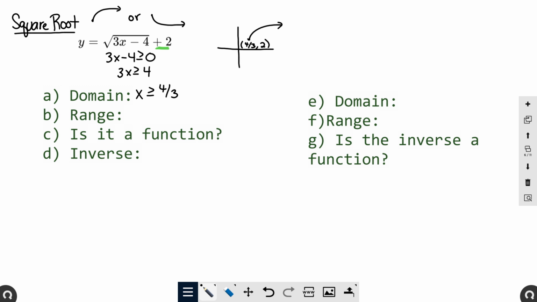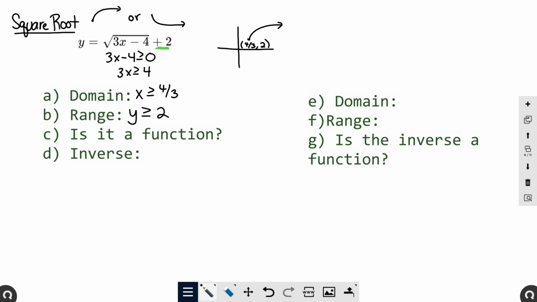So your range would be y is greater than or equal to 2. So you use your starting point from this square root function, and that's how you get those x and y values. The x value comes from underneath the square root, the y value comes at the end. Make sure you graph it, though, just in case it opens downward instead of upwards.